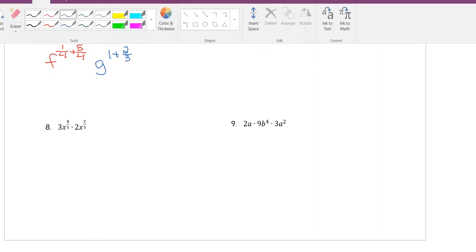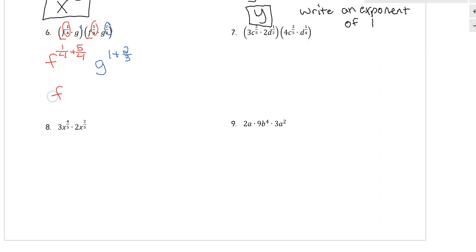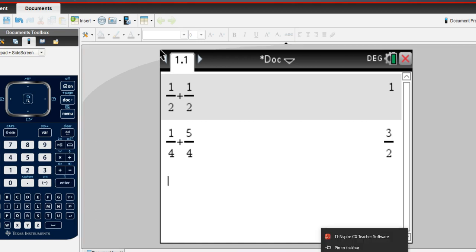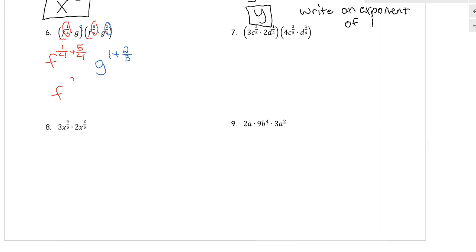So now I have f 1/4 plus 5/4. So 1 divided by 4 plus 5 divided by 4 is 3/2. And then g, same thing, just add them. I'm going to stop looking at the calculator now. You guys kind of get the idea. Right, g to the 5/3. Don't ask me why I wrote my fractions two different ways. I'll sometimes do either. Doesn't matter to me whichever one you prefer.